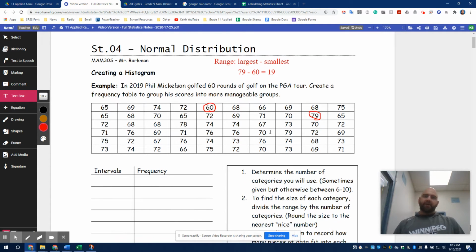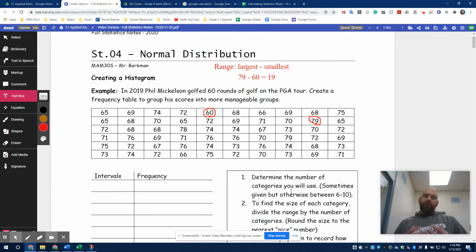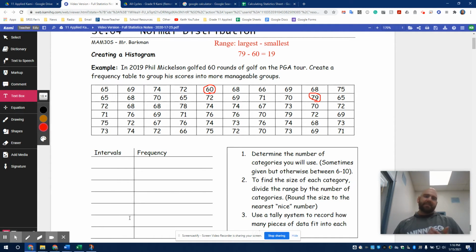So when we're doing a frequency table, we're trying to find boxes that we can place all the scores into. We want to come up with a small-ish number of boxes. Normally, we'll try to do between 6 and 10 boxes. In this case, I'm doing 7, which lines up really well. These categories are going to include certain values, and the categories are part of our range, so we're going to list the categories as intervals.